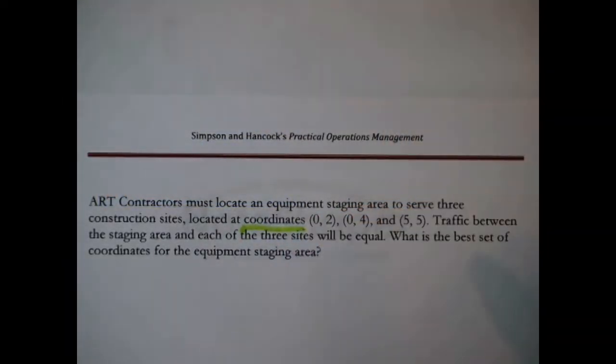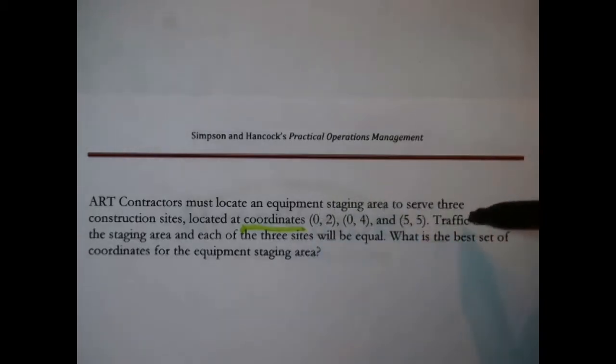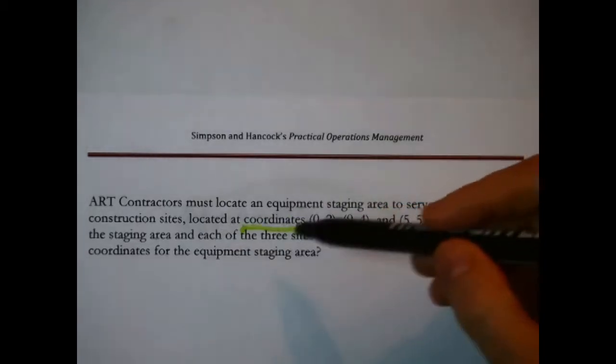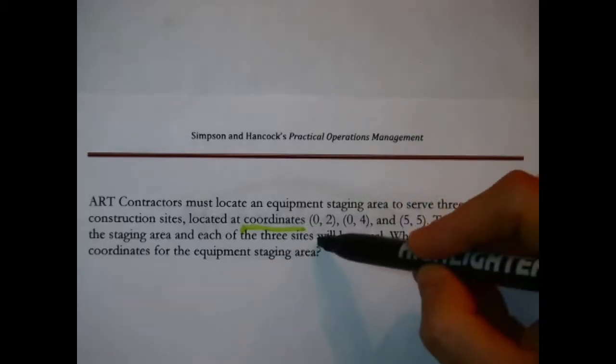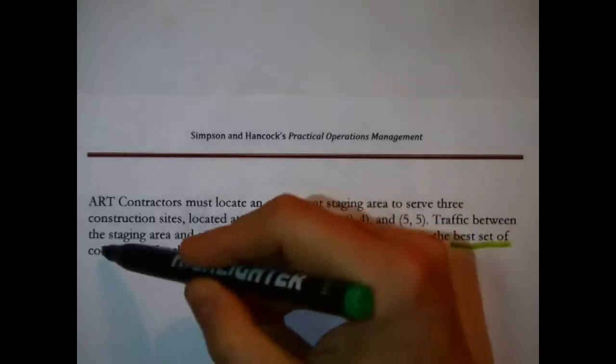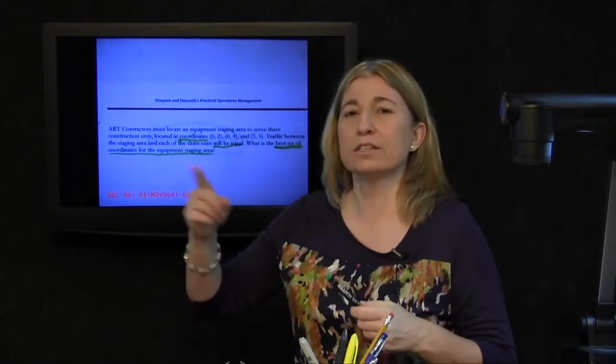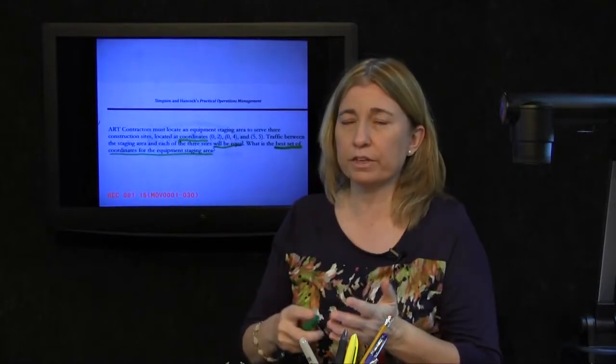This is center of gravity. All right, and then here are the coordinates, 0, 2, 0, 4, and 5, 5. Traffic between the staging area and each of the 3 sites will be equal. What is the best set of coordinates for the equipment staging area? Right, the key to center of gravity is that it calculates a new set of coordinates, proposing a location among the other sets of coordinates that you gave the technique.